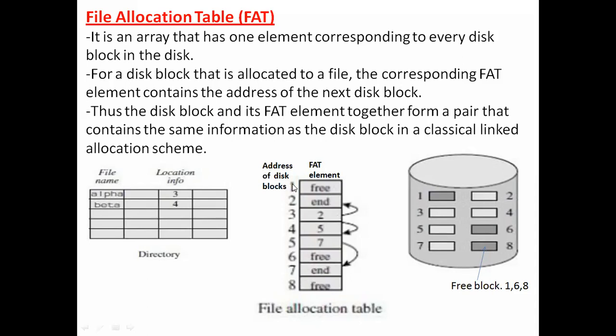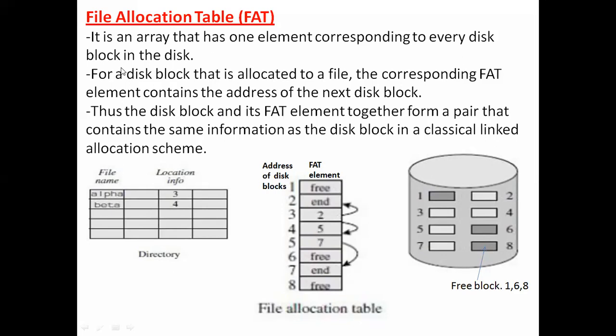So disk block address 1, the block with address 6, and the block with address 8 are free here. Okay, so what about the other blocks? The other blocks, like the third block, fourth block, fifth block, and seventh block, are all already occupied.